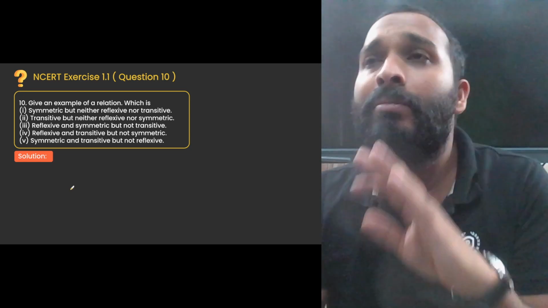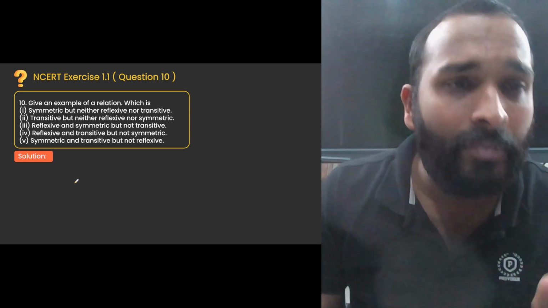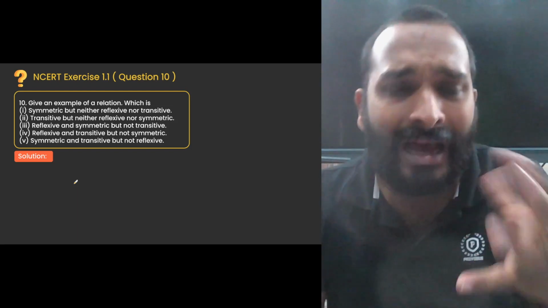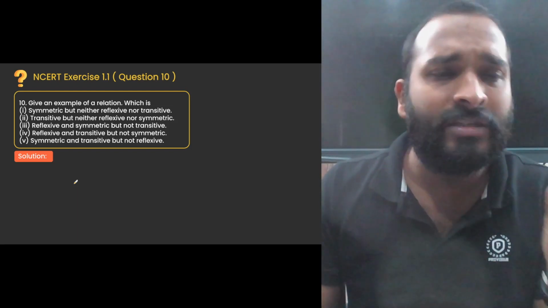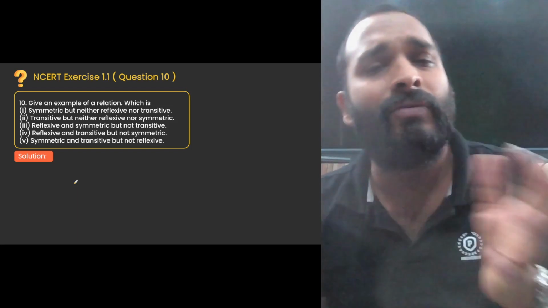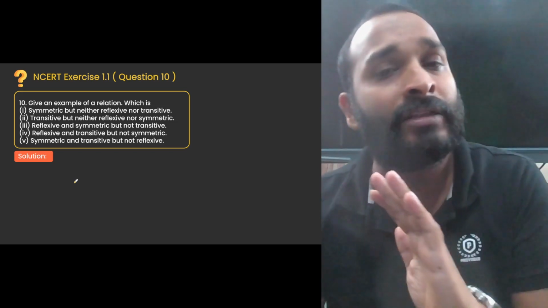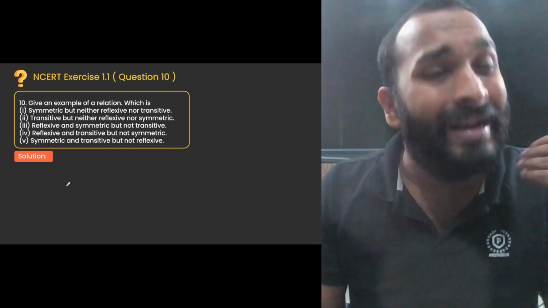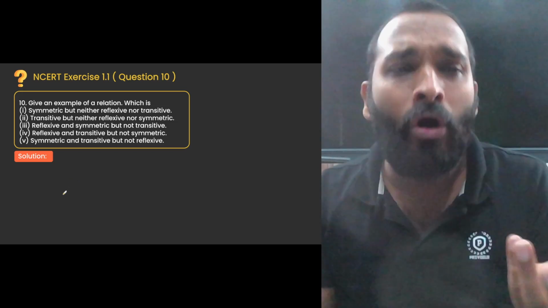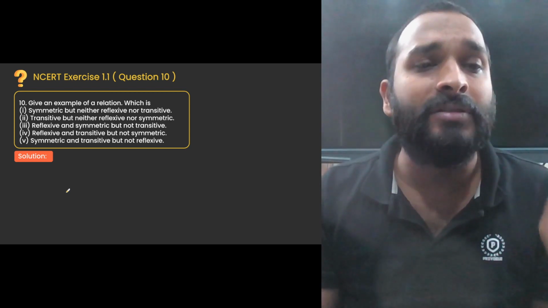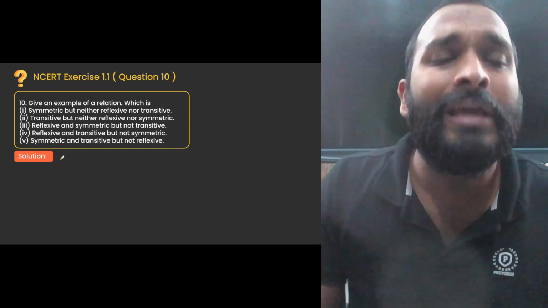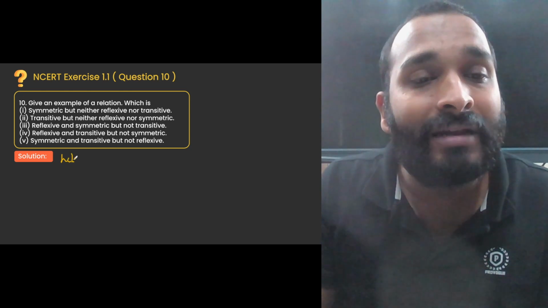See children, you can make use of the examples which you have already solved, because the questions from 1 to 10 have some examples, or there are some questions where it is symmetric but not reflexive and transitive, or it is transitive but neither reflexive nor symmetric, like that. So you can take those examples and write, or you can give some additional examples. But now let us take some unique examples so that you can understand the concept better.